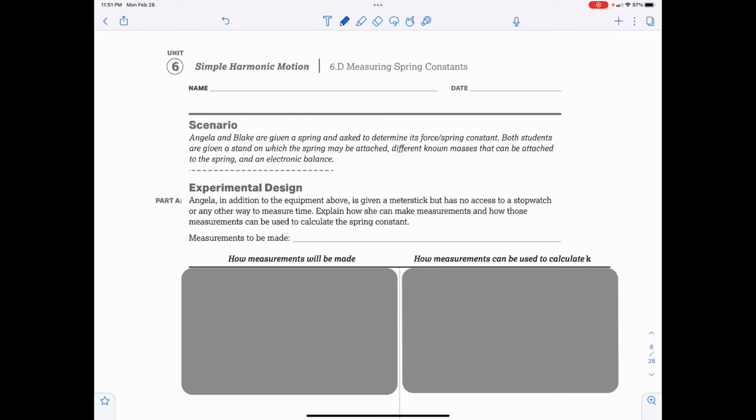Angela, in addition to the equipment above, is given a meter stick, but has no access to a stopwatch or any other way to measure time. Explain how she can make the measurements and how those measurements can be used to calculate the spring constant.